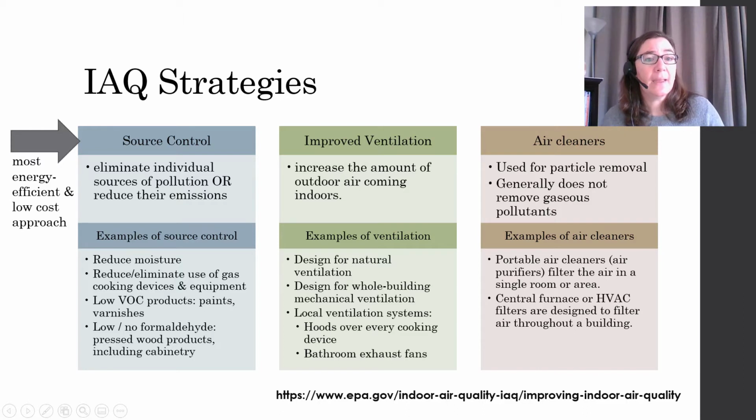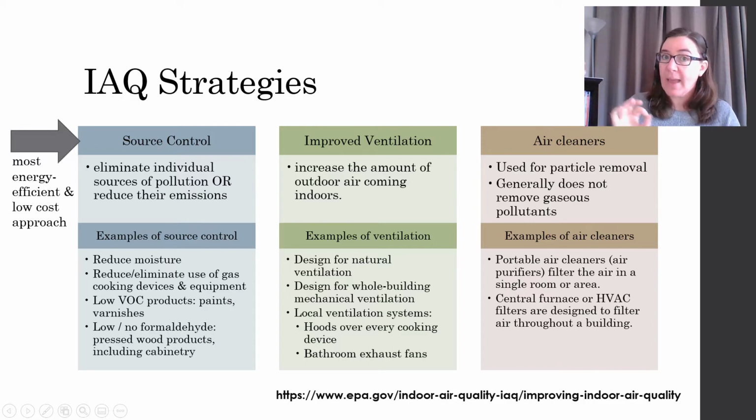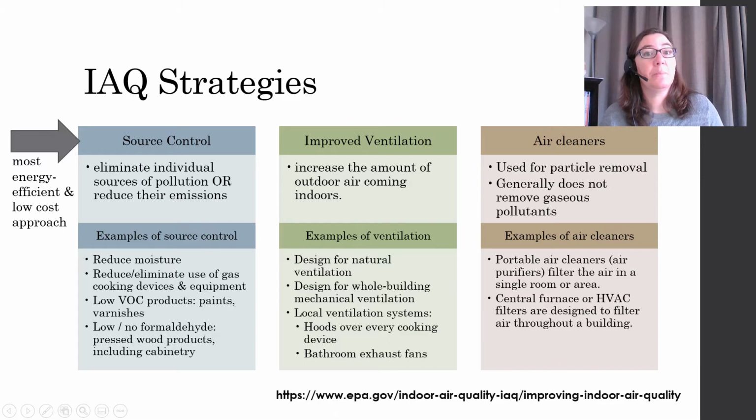What does that look like? You could reduce the moisture. You could reduce or eliminate the use of gas-powered cooking equipment. You could specify low VOC products and low or no formaldehyde products. Notice that source control is the first thing you should try. It's the most energy efficient and the lowest cost approach.